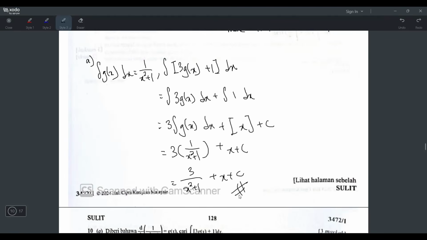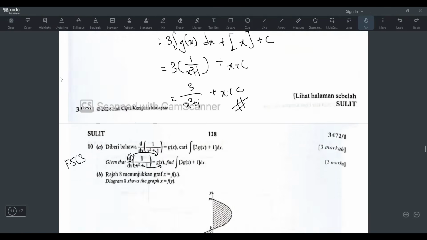Yep. Alright. Okay, of course you can also make it a single fraction, but the x has to be multiplied with x squared plus 1, and then you get 3 plus x cubed plus x over x squared plus 1, and then plus c beside. Can also, same thing, same.